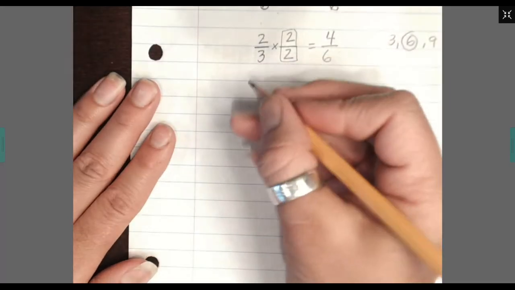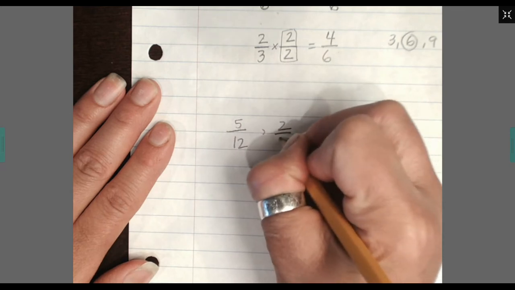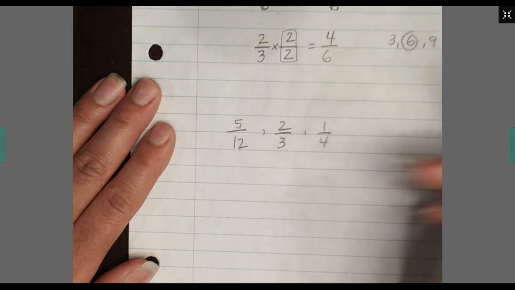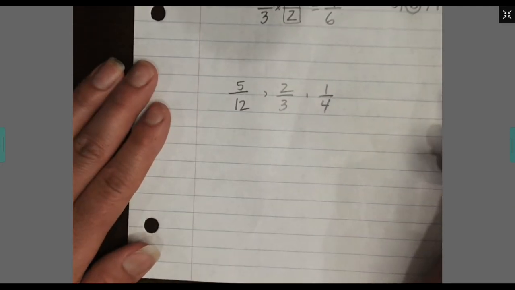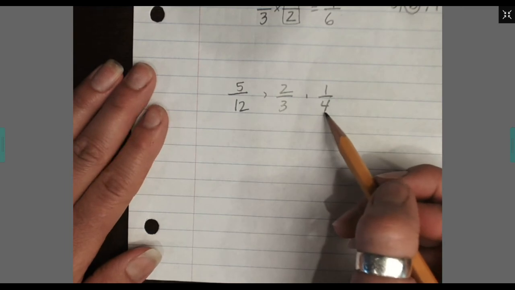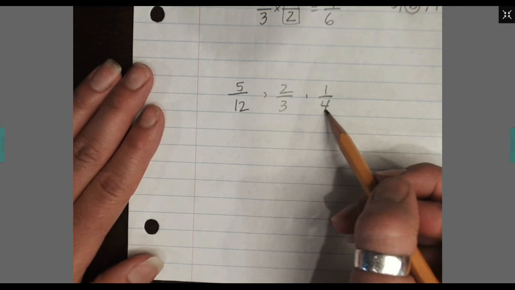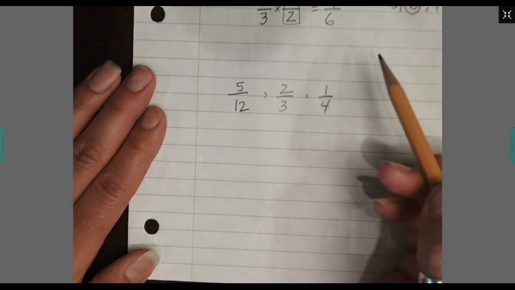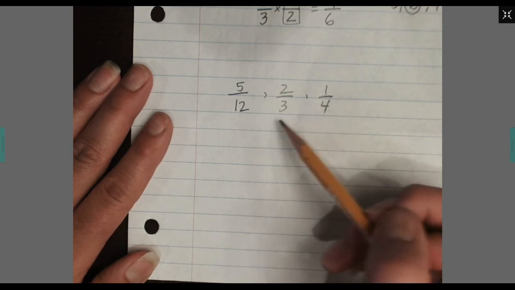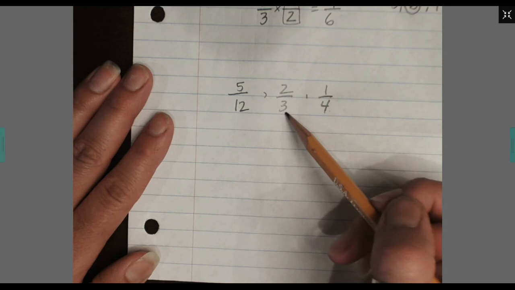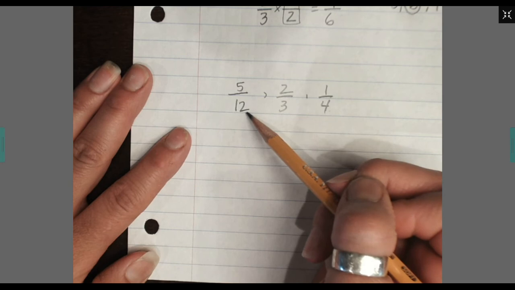How about 5/12, 2/3, and 1/4? Let's compare those. So let's think about those benchmark fractions. 1/4 is actually a benchmark fraction. We can really easily visualize that. 1/3 is also a benchmark fraction. We can really easily visualize that. So we know that 1/4 is a quarter of a whole, and 2/3 is larger than half, and 5/12, is that larger than half or is it less than half?